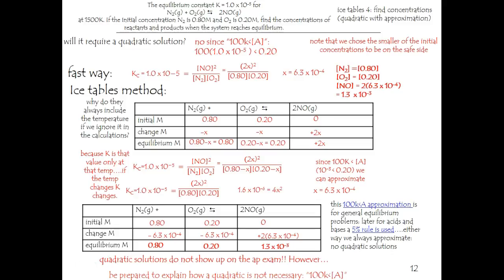If you were asked to justify it, use either of those methods, 5%, 100k, and you should be fine. So we always make the quadratic approximation.